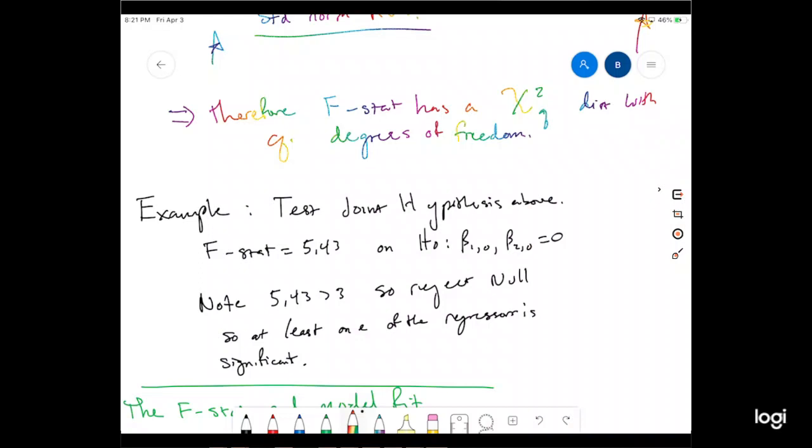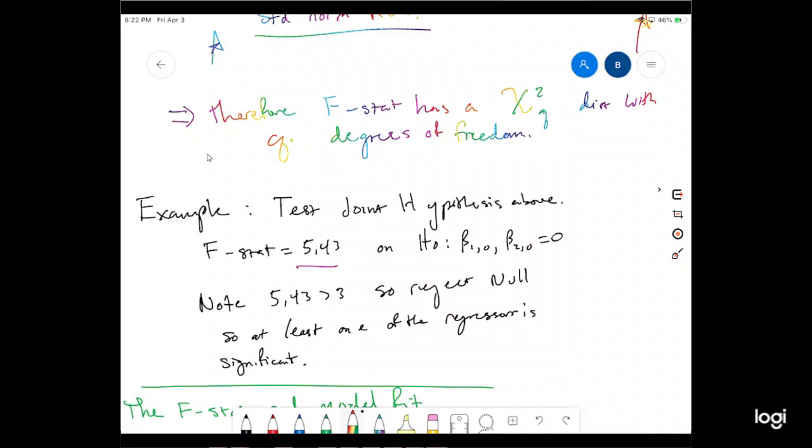So let's have a test of a joint hypothesis above. Now that we know what the test is going to be, our joint hypothesis was that beta 1, 0 and beta 2, 0 are both equal to 0. Now let's test it. Suppose we estimated the model, and our F-stat was 5.43. So what's our rejection rule in this case? It's not 1.96 because we're not dealing with a standard normal distribution. We're dealing with a chi-squared distribution. So our F-statistic is going to be based on the chi-squared table.